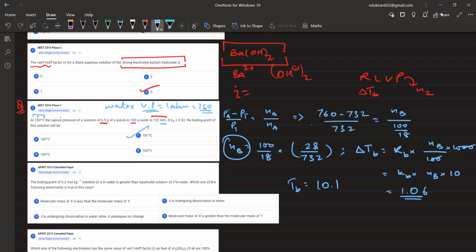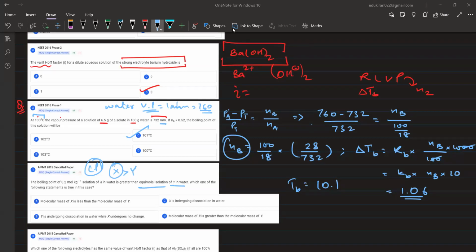The boiling point of 0.2 moles per kg solution of X in water is greater than the equimolar solution of Y in water. Whose boiling point is higher? X's boiling point is higher than Y's. Which one of the following statements is true? X's boiling point is higher, that means the colligative property of X is higher.